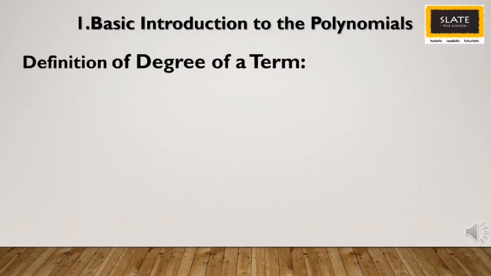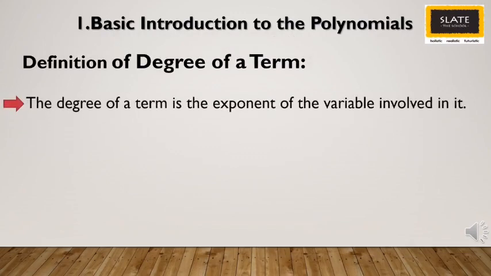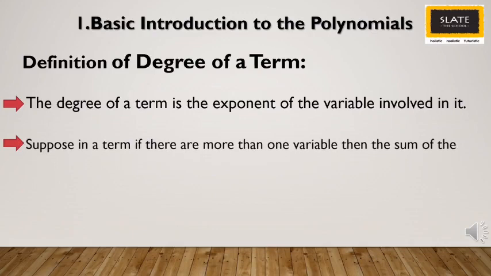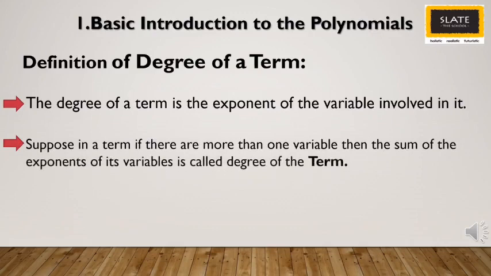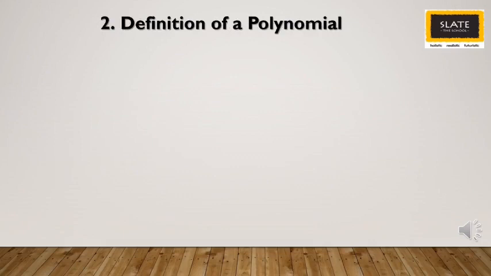Now how to define degree of a term? The degree of a term is the exponent of the variable involved in it, or if the term contains more than one variable, then sum of the exponents of its variables becomes degree of the term. Before going to know what is definition of a polynomial, first let us understand what is algebraic expression.